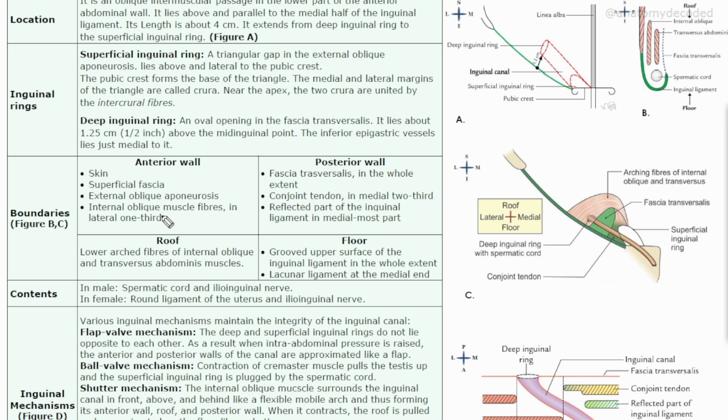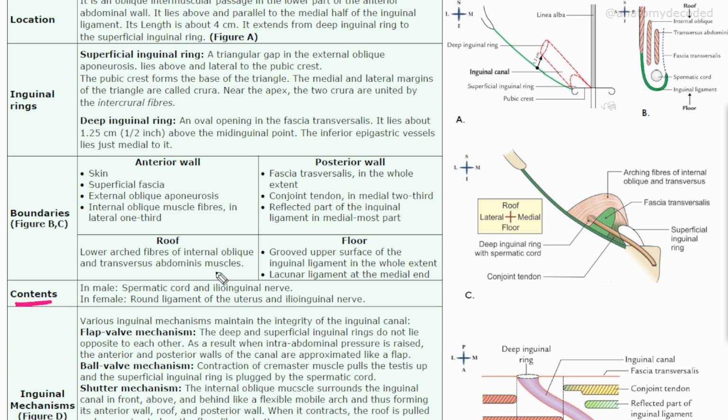The roof is the arched fibers of the internal oblique as well as transversus abdominis muscle. The floor is formed by the grooved upper surface of the inguinal ligament in its whole extent as well as lacunar ligament in its medial end. So this is the region of the floor, the external oblique aponeurosis. It upturns at this level and forms the floor of the inguinal canal. These were the boundaries of the inguinal canal.